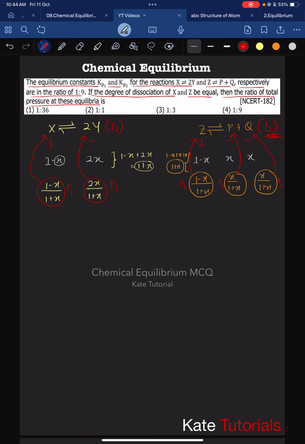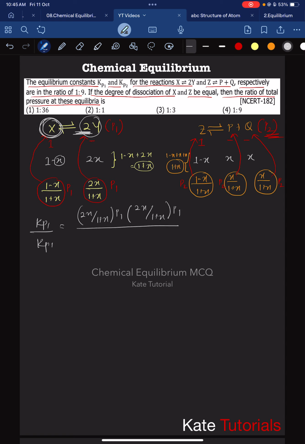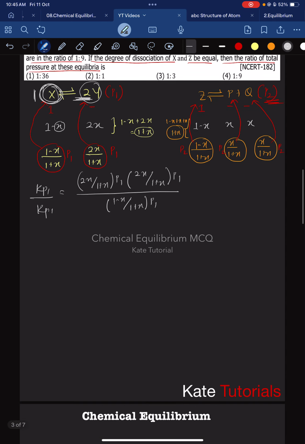Now let me write Kp1 by Kp2. So how is Kp1 written? Partial pressure of 2Y divided by partial pressure of X. The partial pressure of Y is 2x divided by 1 plus x into P1, whole squared, because the stoichiometry is 2 here. So instead of writing the square, let me write one more time: 2x divided by 1 plus x into P1, times the same, divided by the partial pressure of X. The stoichiometry is 1 here, that is also important. So it is 1 minus x divided by 1 plus x into P1. So this is Kp1.